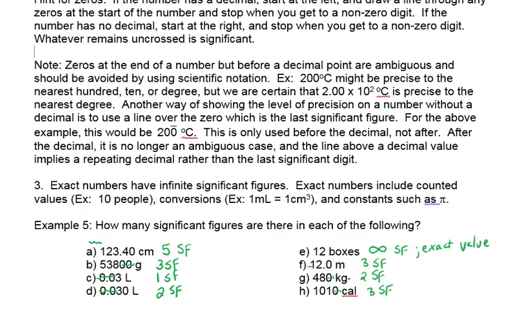So that's how we count the significant figures. The next video will be on how we use those significant figures when we're doing calculations.